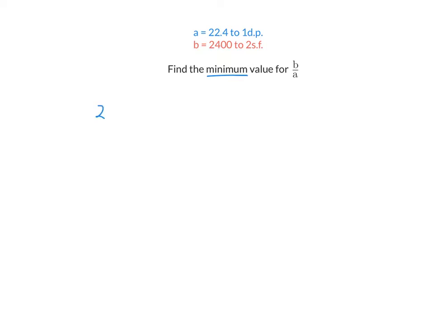So I've got 22.4. And that's been rounded to 1 decimal place. So it's the 4 that could have changed. So the 1 decimal place below would have been 22.3. And the one above would have been 22.5. And I need to think, well, at what point do we stop rounding from 22.3 and start rounding to 22.4? Well, that's 22.35.